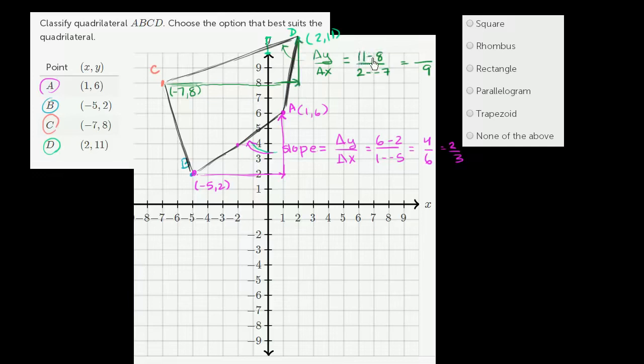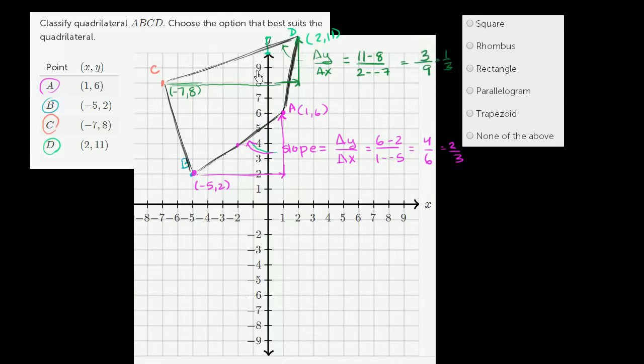Notice, endpoint minus start point. Endpoint minus start point. You have to do that on the top and the bottom. Otherwise, you're not going to actually be calculating your change in y over change in x. But you notice when our x increases by 9, our y increased by 3. So the slope here is equal to 1/3.